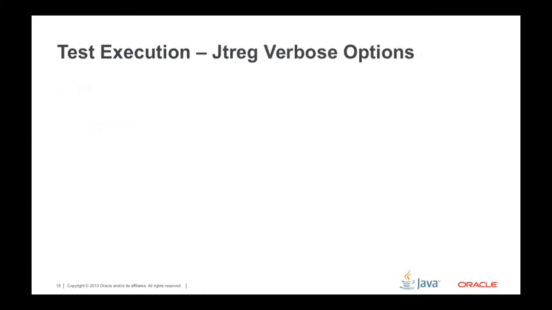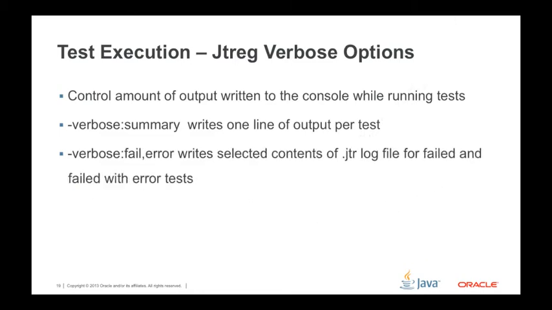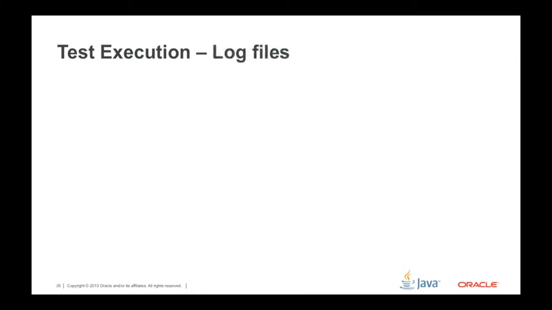JTREG verbose options. These options control the amount of output returned to the console while running tests. -verbose:summary writes one line of output per test. -verbose:fail,error writes selected contents of the .jtr log file for failed and failed-with-error tests.